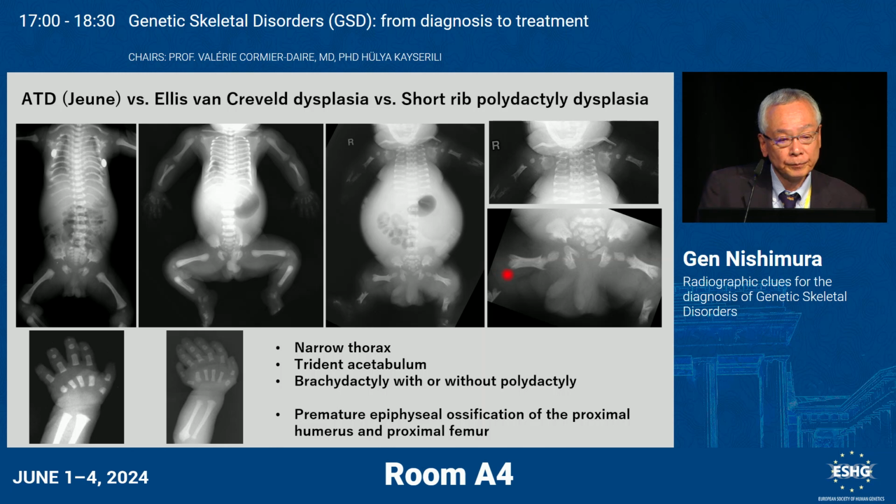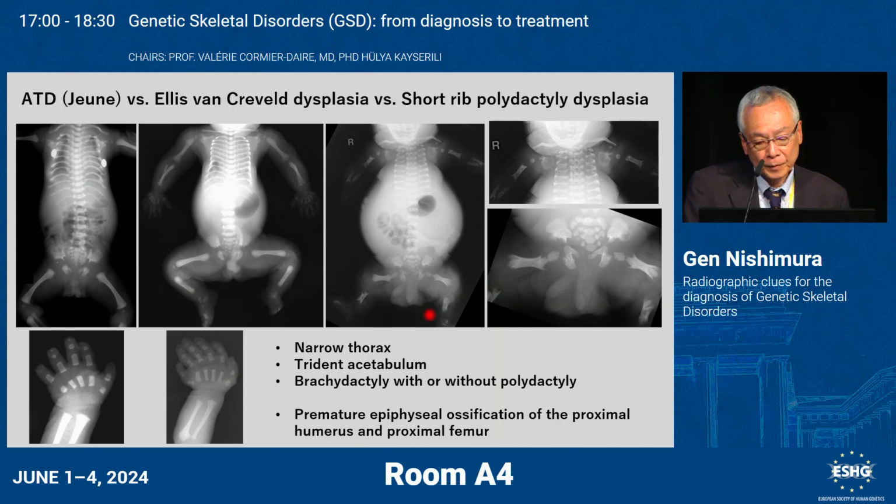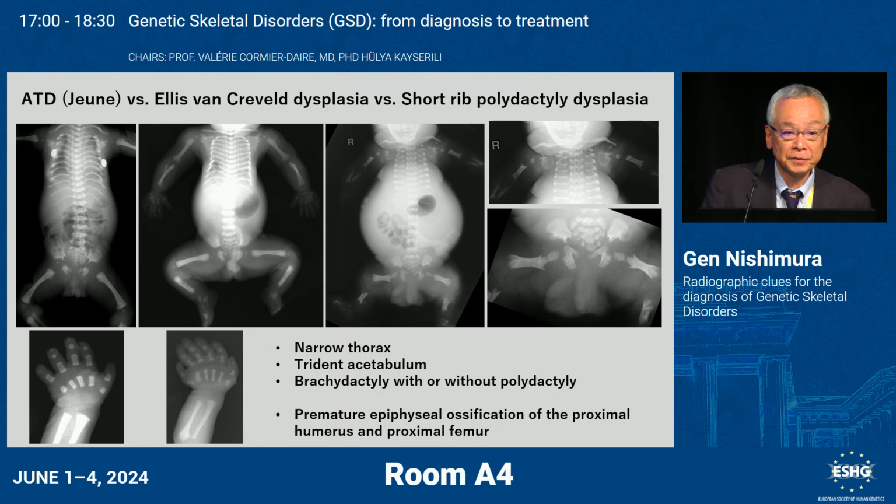Here are Jeune, Ellis-van Creveld dysplasia, and short-rib polydactyly syndrome. You can see narrow thorax, trident acetabulum, brachydactyly with or without polydactyly in all disorders. Also, you can see premature epiphyseal ossification of the proximal humerus and proximal femur. This is a very interesting, very distinctive finding for skeletal ciliopathies.